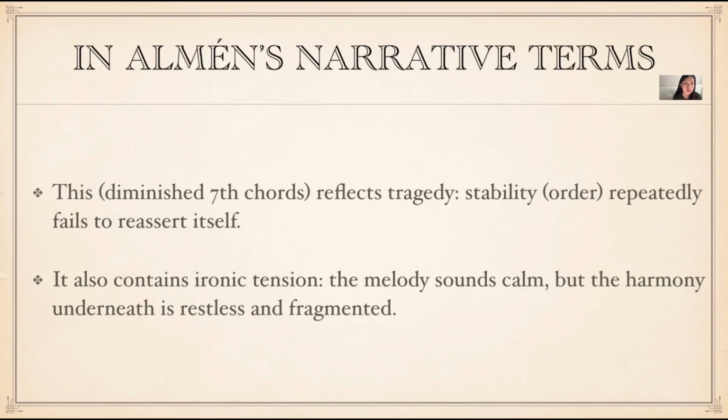In a narrative interpretation, using Hatten's framework, this creates a mixture of tragedy, because order repeatedly fails to reassert itself, and irony, because the calm melodies contrast with the restless harmony. So in this movement, the diminished seventh becomes the harmonic symbol of emotional agitation, a kind of unsettled inner state that mirrors the idea of separation or absence.